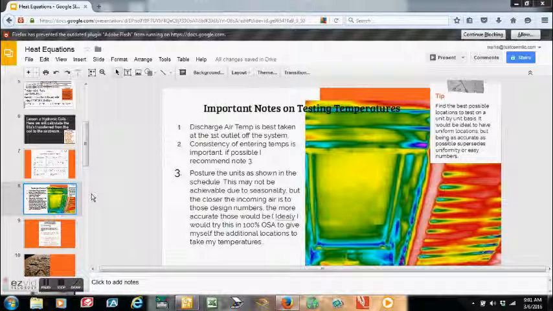Posture the units as shown in the schedule. This may not be achievable due to seasonality, but the closer the incoming air is to these design numbers, the more accurate those would be. Ideally, I would try this at 100% outside air to give myself the additional locations to take my temperatures. We have to be very cautious of trying not to get the temperatures in a spot that might be too hot or too cool and not indicative of the actual heat transfer.